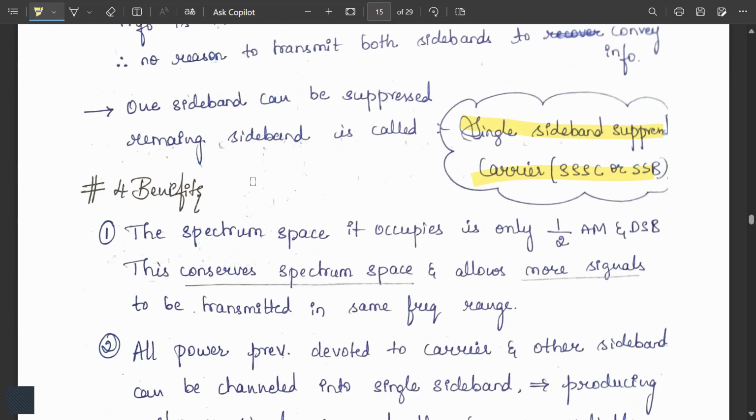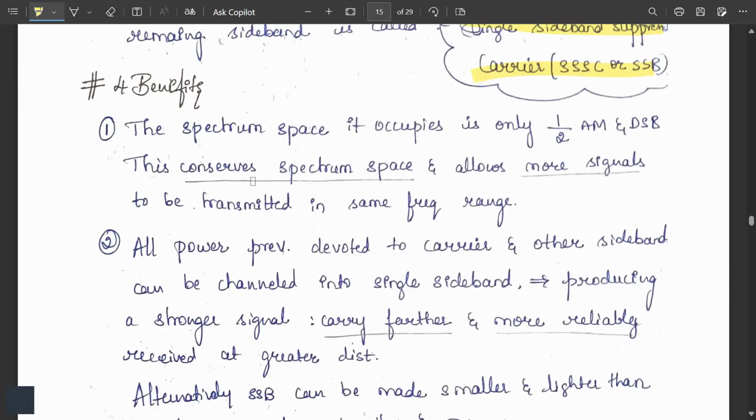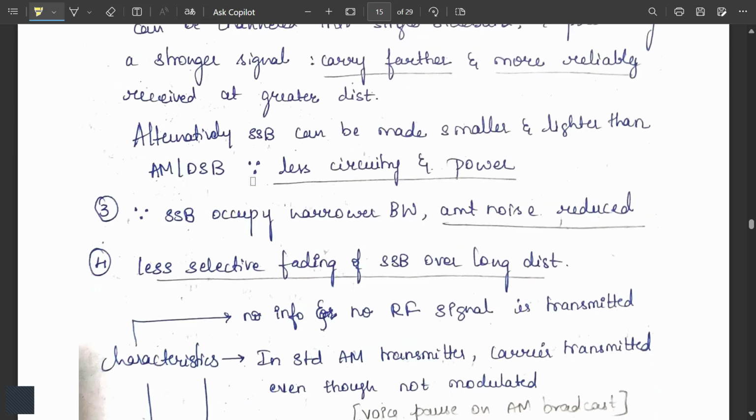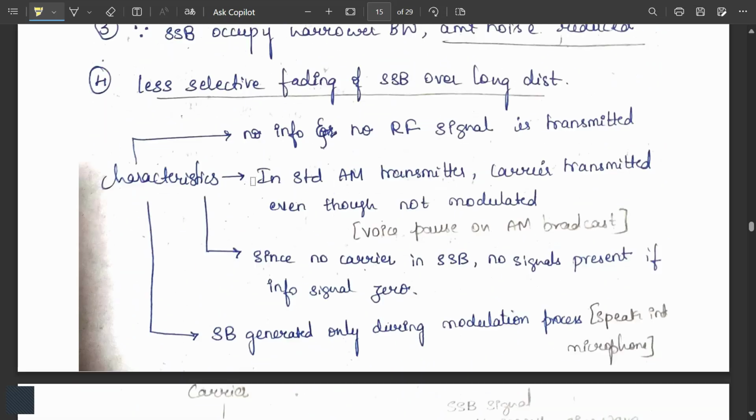So what are the benefits? It occupies only 1/2 the bandwidth of AM and DSB. This conserves spectrum space and allows more signals to be transmitted in the same frequency range. That is the first benefit. Second, it can carry further and is more reliable, received at the greatest distance. Third, SSB can be made smaller and lighter because it has less circuitry and power consumption is low. Because SSB occupies narrow bandwidth, the amount of noise is also reduced. There is also less selective fading of the SSB over a long distance. These are the 4 benefits.